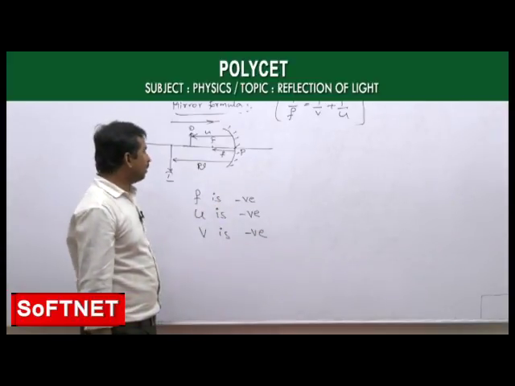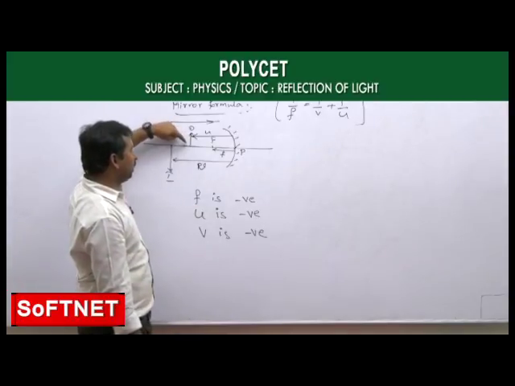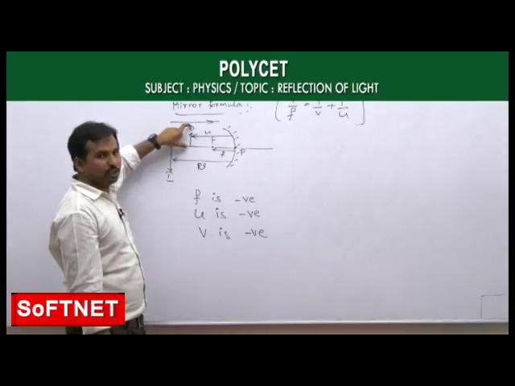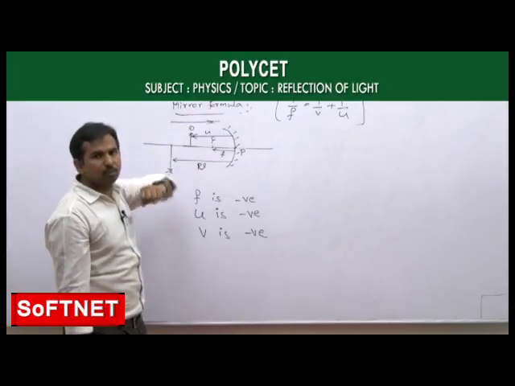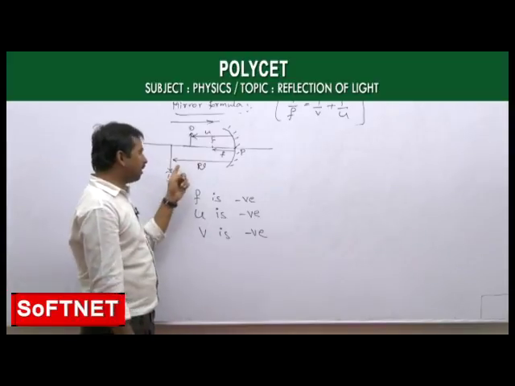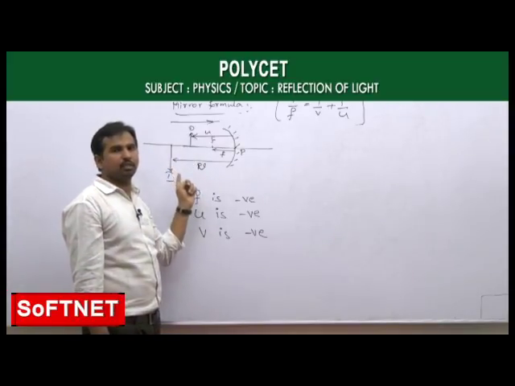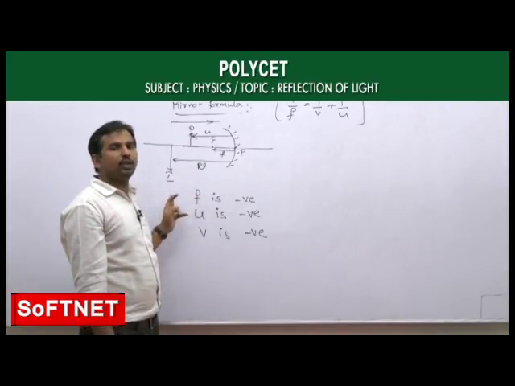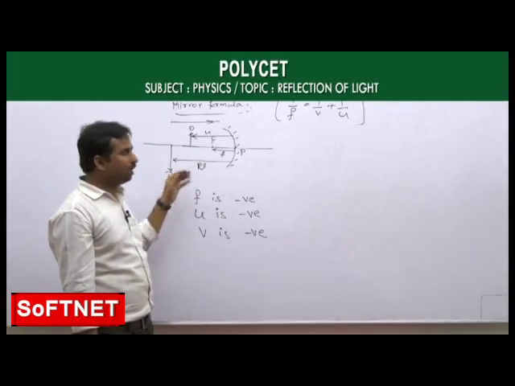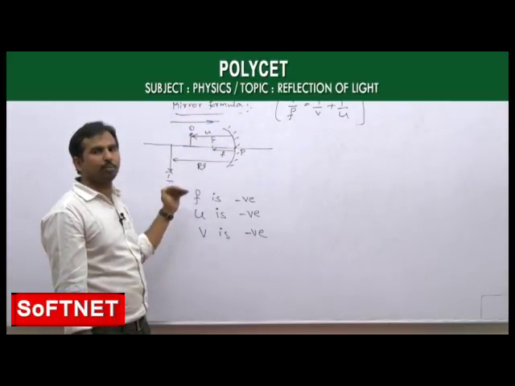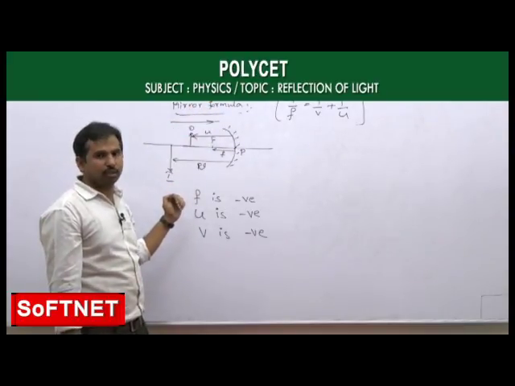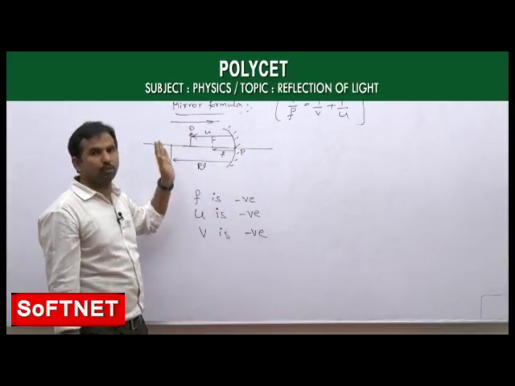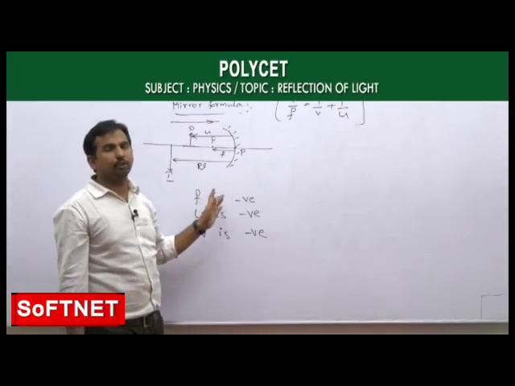Now rule 3 tells us, if you are measuring any distance above the principal axis, like the height of the object, that is taken as positive. If you are taking the image position, like here in this case the inverted image, and you are measuring the distance below the principal axis, we take that as negative. Above the principal axis is positive, below the principal axis is taken as negative. That is our third rule here. These are the three rules we follow in the mirror formula.